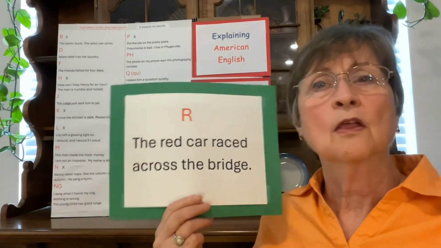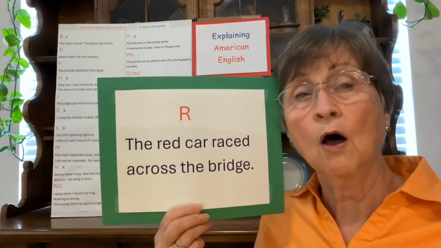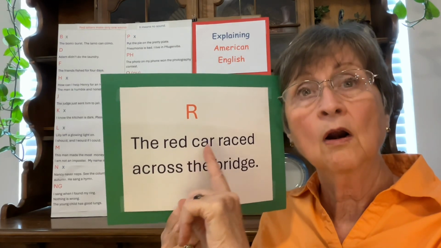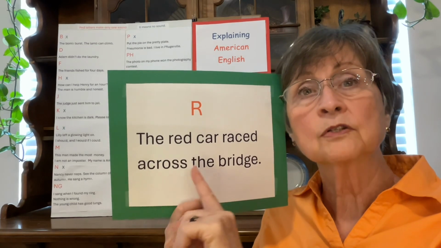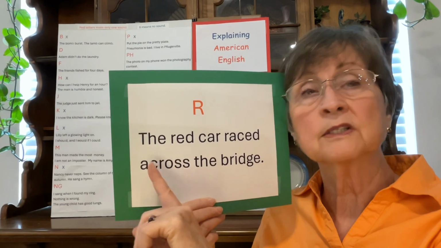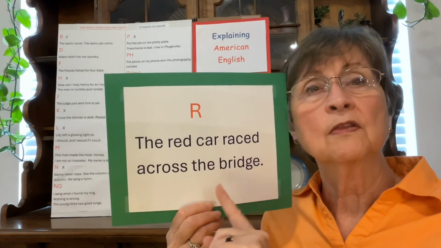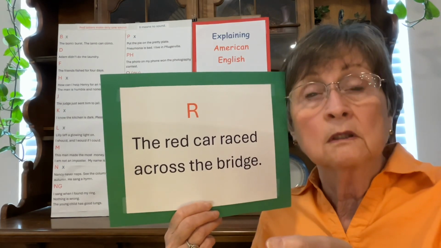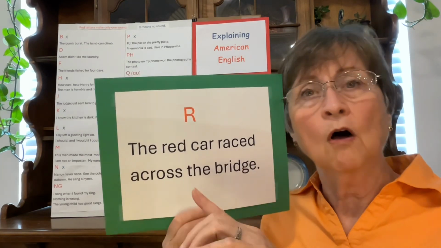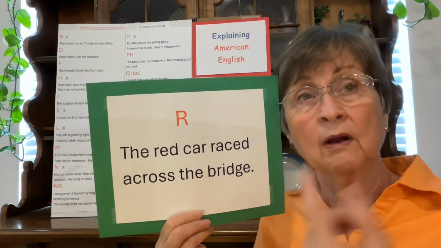let's try that. The red car raced across the bridge. The red car raced across the bridge. If you need to, it's okay to put a little bit of an R right there because it's in the middle, so it won't confuse us. Across the bridge. That helps you get ready to make the R if you put a little tiny R there, but you don't have to.